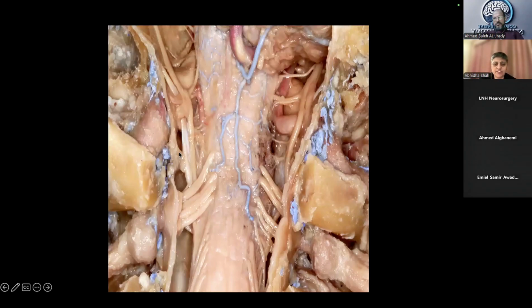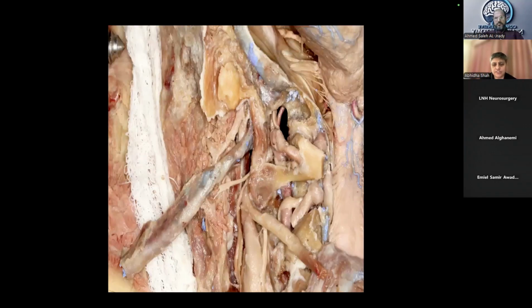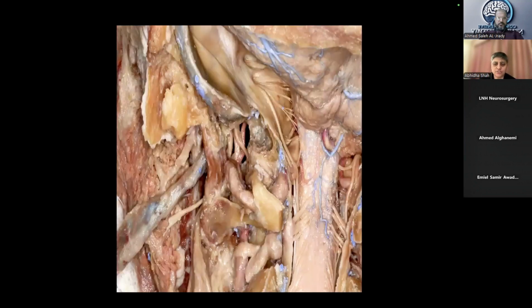Now this is just a repetition. I'll just go quickly. So this is the denticulate ligament, this is the spinal accessory, this is the vertebral artery, this is the PICA, this is the nerve rootlets of the C2 as they are coming out. Here you can see actually rectus capitis lateralis. Here it is a guideline. As I told you, it's an important landmark.